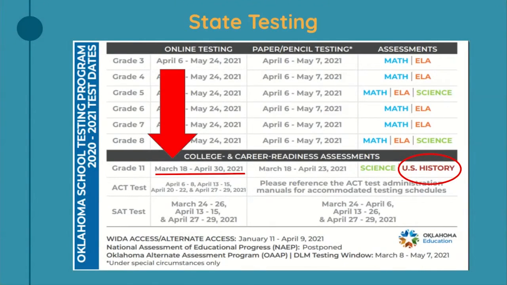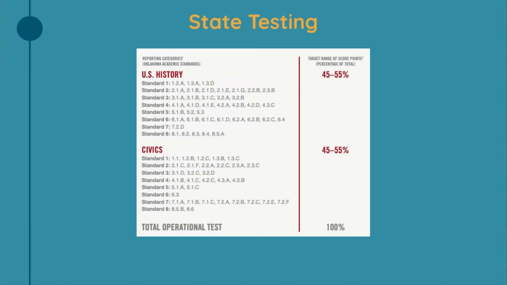The state testing window is going to happen this year, March 18th through April 30th. You need to get with your building test coordinator to find out when your school window is. Again, we probably want it mid-April. We don't want it too late in April because we don't want to run out of time. We want to make sure that we get full participation.